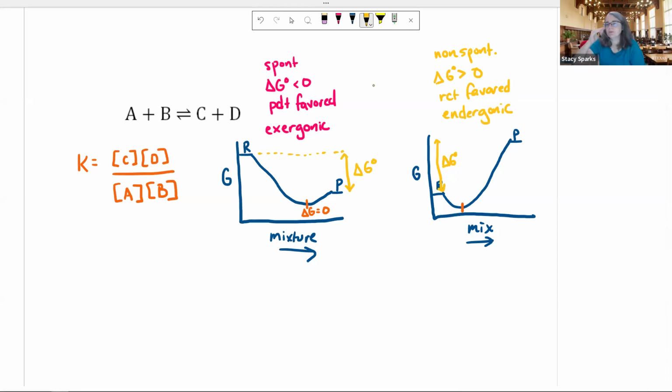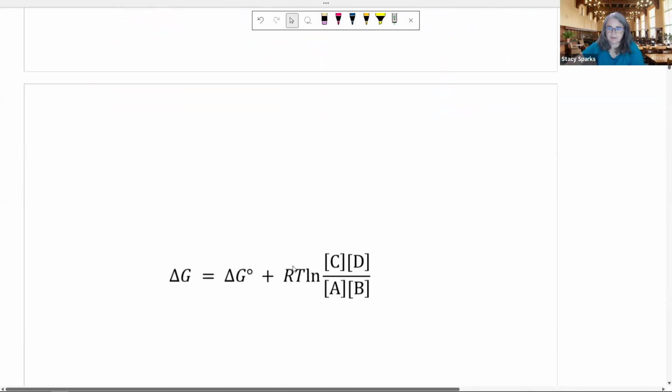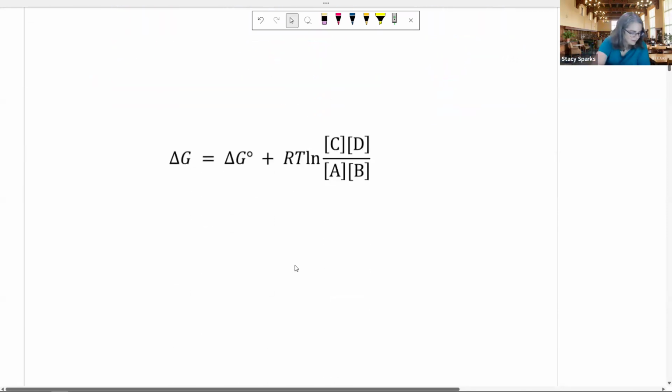Okay, so what we see here is that our free energy changes depending on the mixture. And we have an equation that relates that. When we were talking about thermo, the Gibbs free energy for whatever our actual mix of reactants and products is equal to the standard, going from all reactants to all products, plus this correction factor. This right here would not be the equilibrium concentrations necessarily. That was what we called Q.